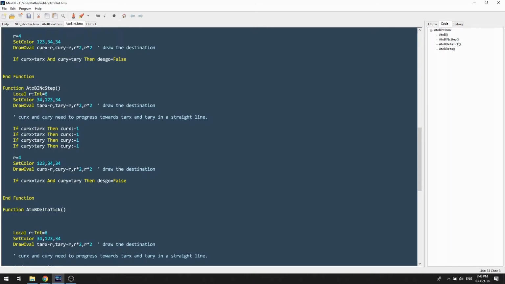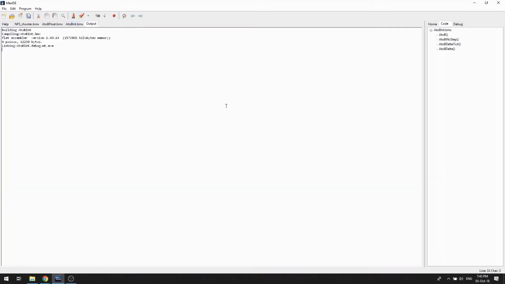We do the same thing for y, and then we're going to draw our target position, and do a little test to check if we've reached the target, and if we have, we stop it trying to get towards the target. Let's just run this.